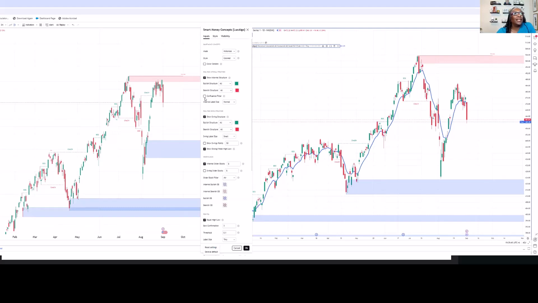I'm not sure what that is. I leave it off. Show swing structure, swing points, like where does price reverse? I probably should turn that on. And then show strong, weak, high or low. Like down here, if a zone is weak, it'll tell you that.